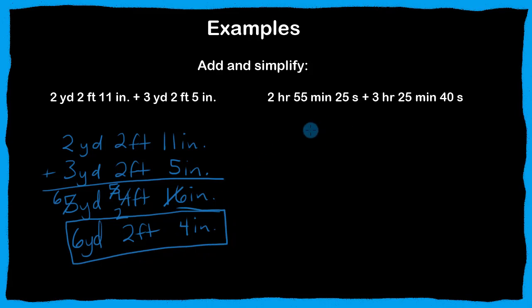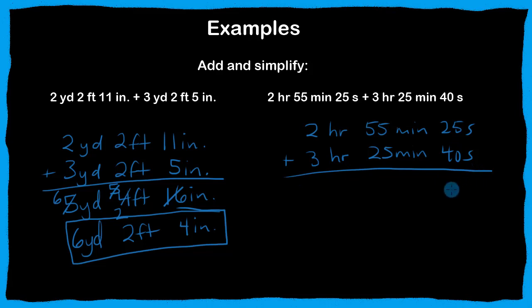And we'll do the same thing for hours, minutes, and seconds. So let's write this out. 2 hours, 55 minutes, 25 seconds. And then we'll put our plus symbol. 3 hours. We're going to line up all the like terms here. 25 minutes, 40 seconds. So let's first add these together. We've got 65 seconds. We've got 80 minutes and 5 hours. So just like in the previous example, we can exchange seconds for minutes.